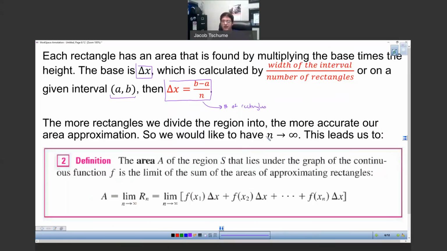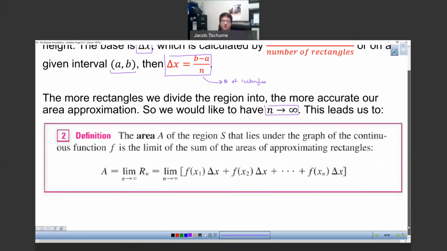I want to let the number of rectangles approach infinity. Now we can't formally let it be infinity because dividing by infinity would make it 0. But if we let n approach infinity, then we can actually calculate this. So what does this allow us to do? This leads us to the first big definition of this chapter.